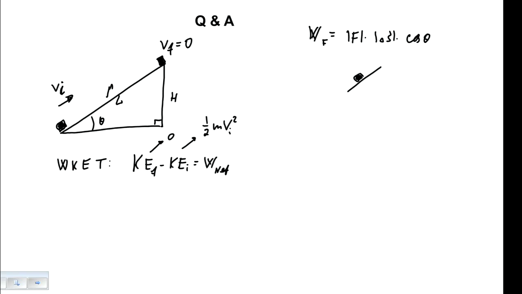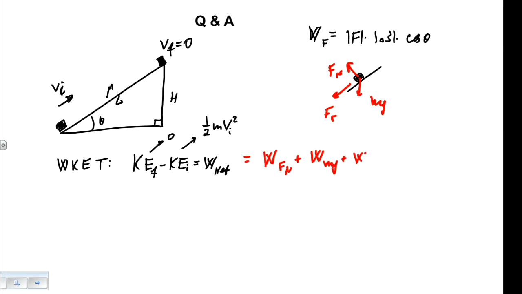So we still have to draw something in a form of a diagram. There is force of gravity, there is normal force, and force of friction in general. So in general, we should write 3 terms for the net work: the work done by the normal force, the work done by the force of gravity, the work done by the force of friction.